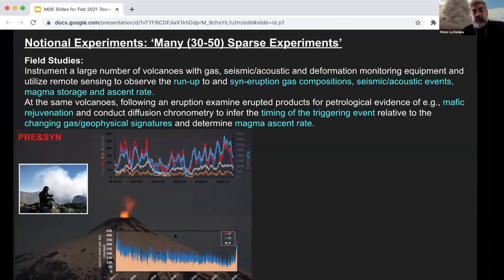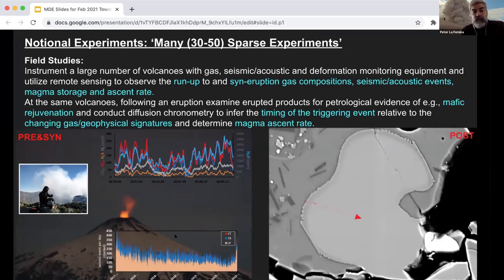Now, following an eruption, we want to be able to look at the eruptive products for petrological evidence, for example, of mafic rejuvenation, and be able to conduct experiments on those to, again, tie what we see in the petrologic record to those geophysical signals. So this is our suite of many sparse experiments.